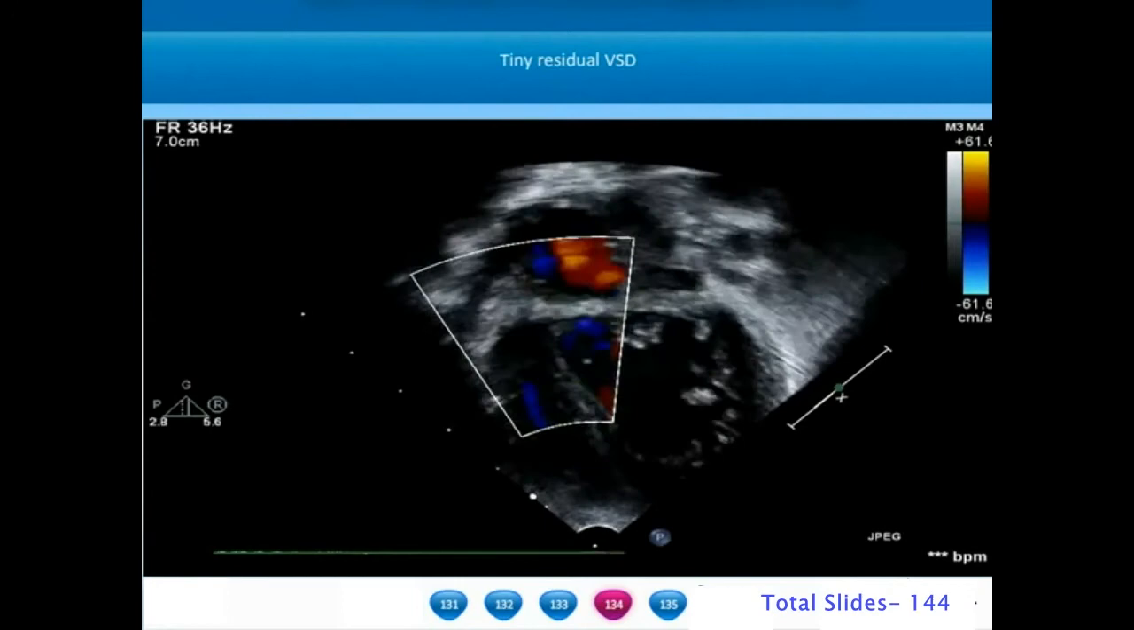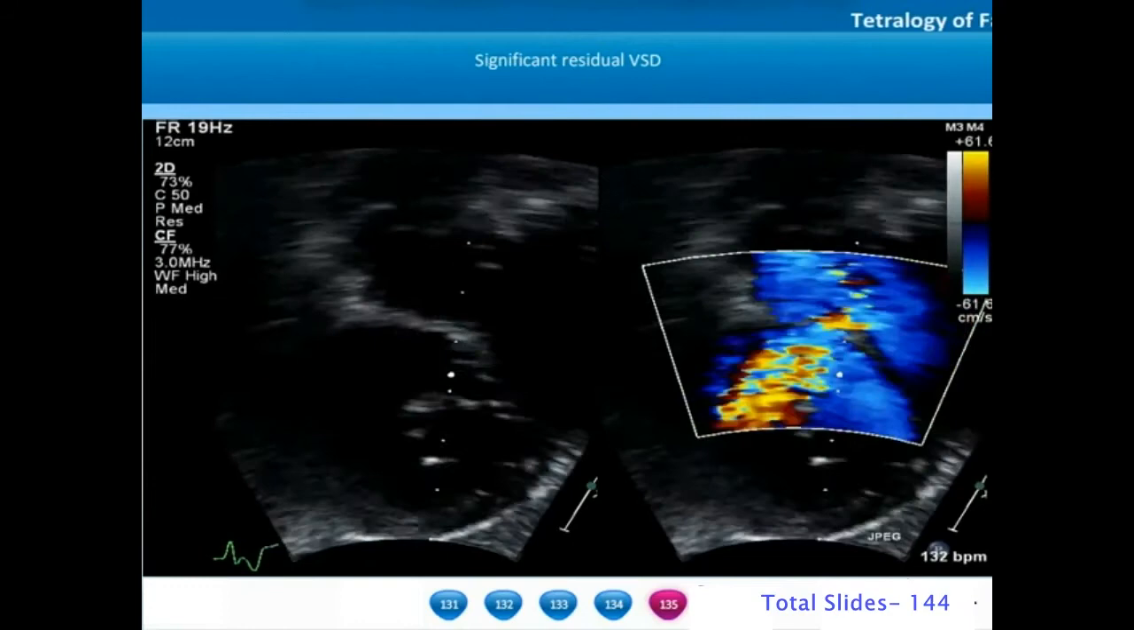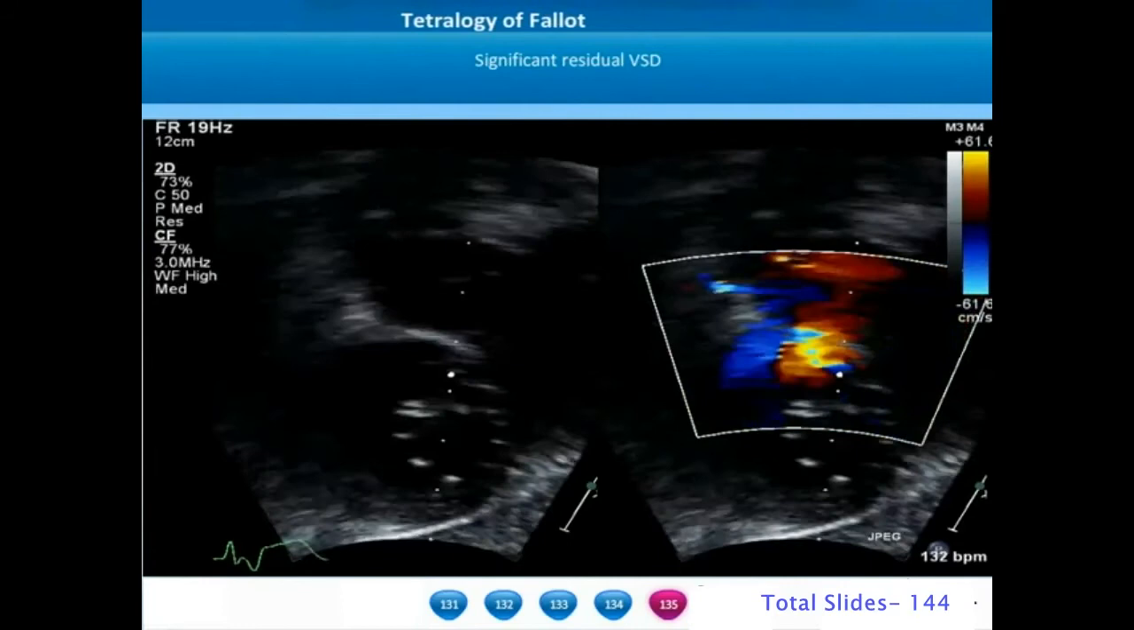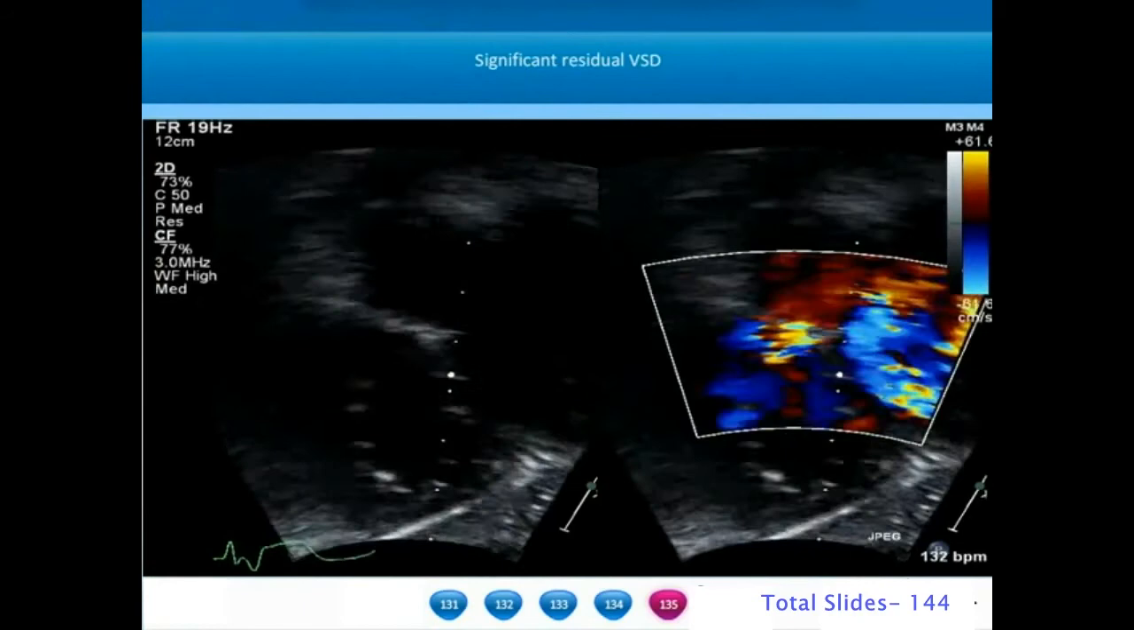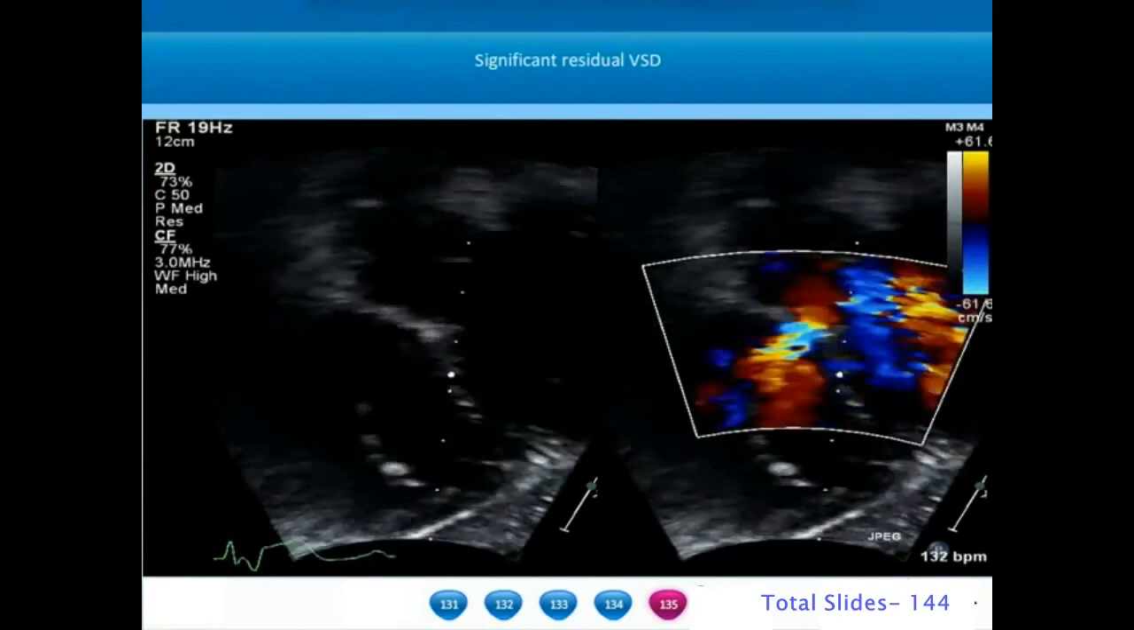However, in some patients, there can be significantly large residual ventricular septal defects. We can appreciate a large color flow of blood from the left ventricle to the right ventricle through the superior edge of the VSD patch in this subxiphoid short axis view.